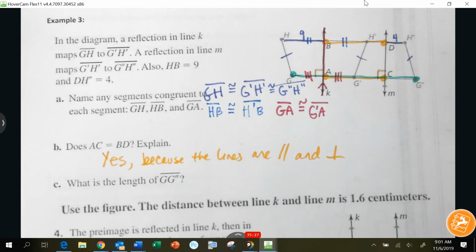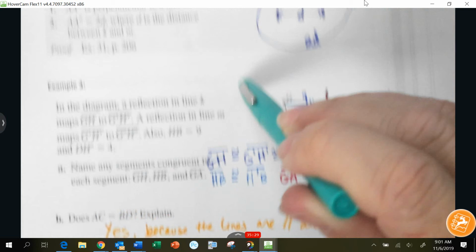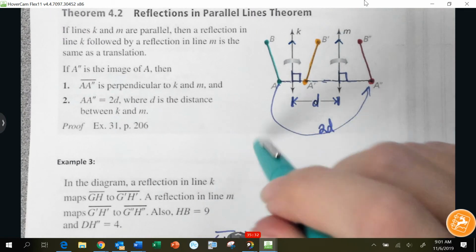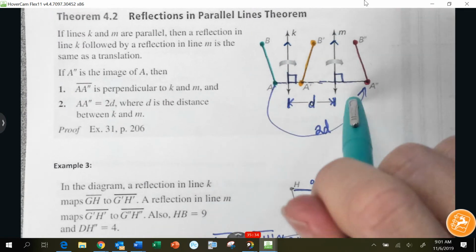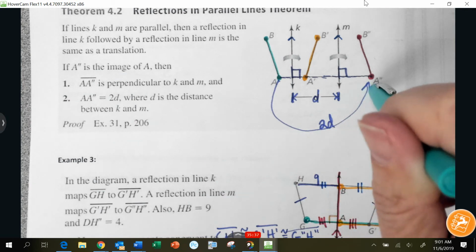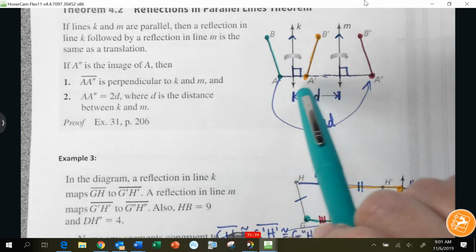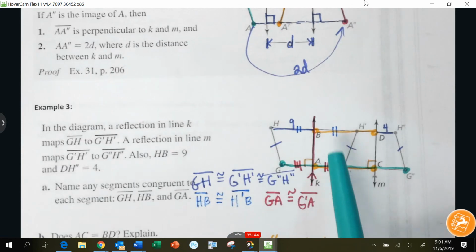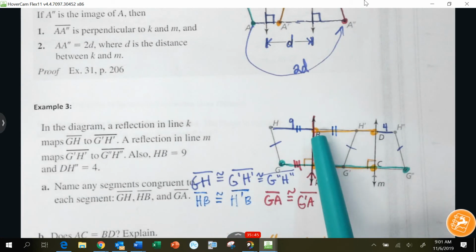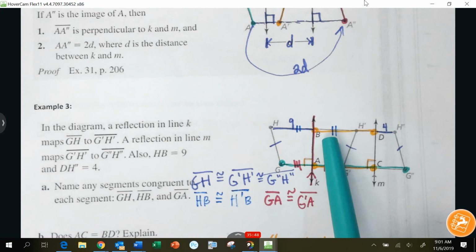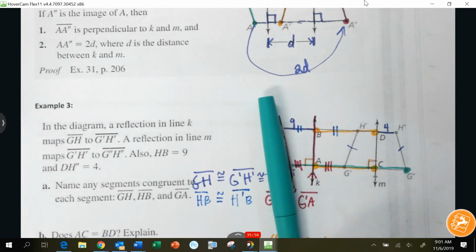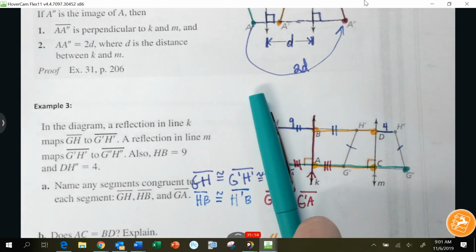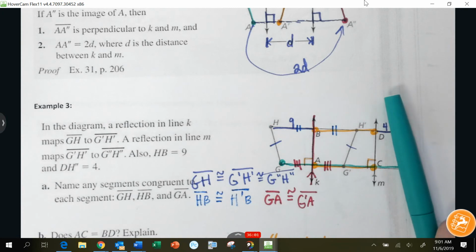Now the reflections and parallel lines theorem tells you how to find it. It says the length of A to A double prime is twice the length of the inside. Did they tell us inside BH? Did they tell us that amount? No. But what I do know is that HG is also a translation to H double prime G double prime.